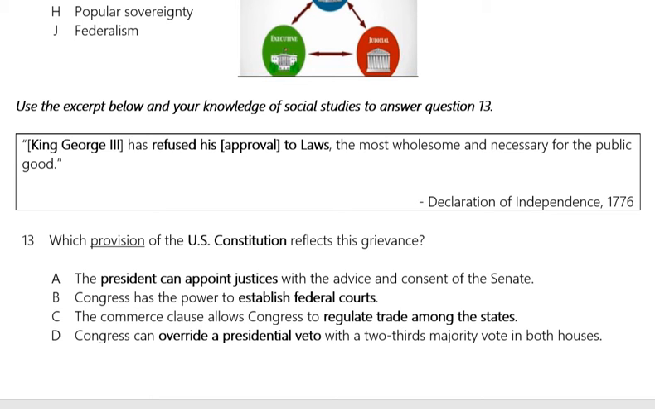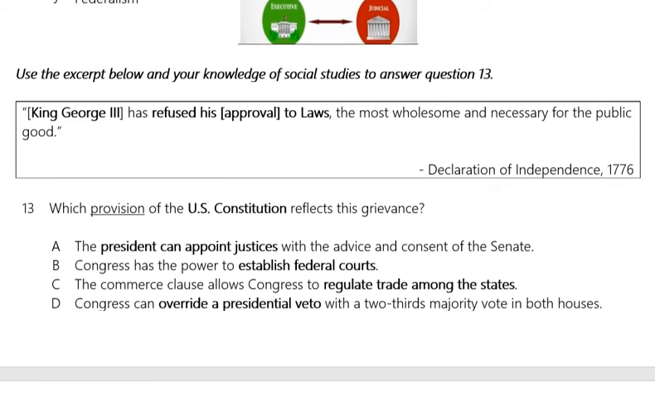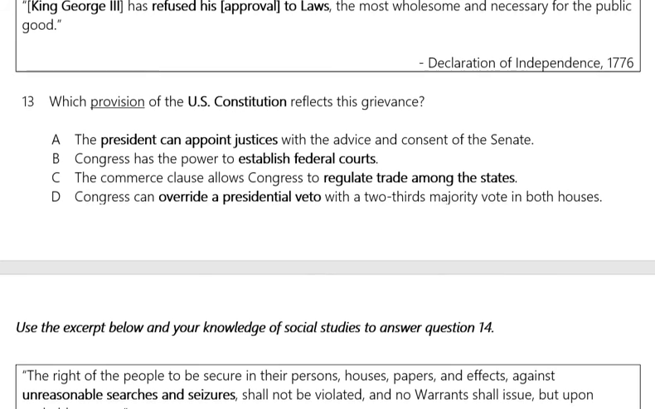A. The President can appoint justices with the consent and advice of the Senate. B. Congress has the power to establish federal courts. C. The Commerce Clause allows Congress to regulate trade among the states. D. Congress can override a presidential veto with 2/3 majority votes in both houses. Pause the video to answer question number 13.